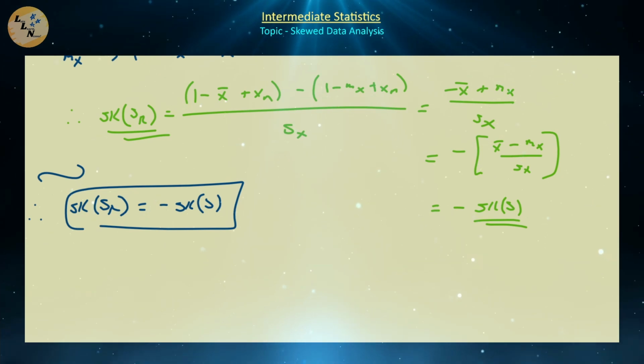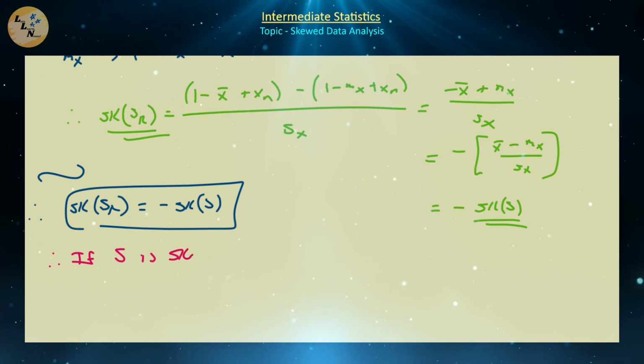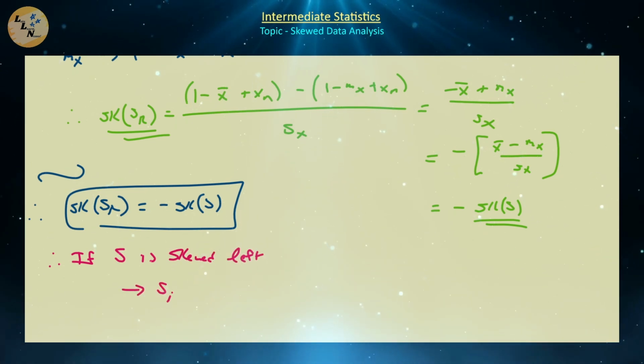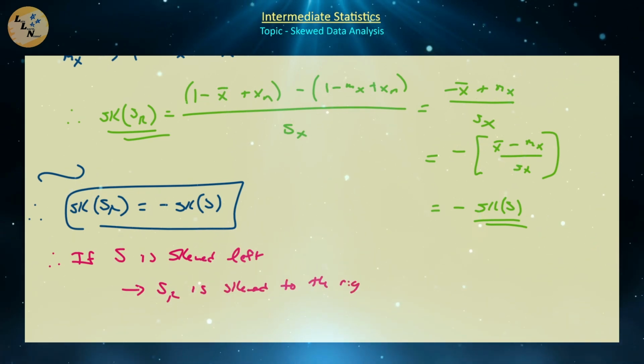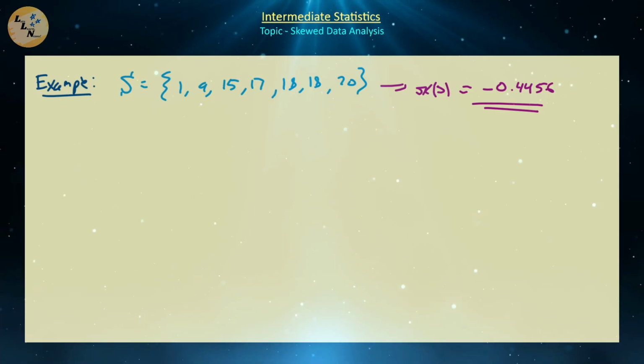So how can we apply this in a practical sense? That means if S is skewed left, then the reflection is going to be skewed to the right. And if it's skewed to the right, we can apply the log transform in order to reduce the skewness of that data set. So let's bring back this old example that we were talking about just a moment ago that actually wasn't skewed to the right, but rather skewed to the left. In particular, its skewness coefficient was approximately equal to negative 0.45.